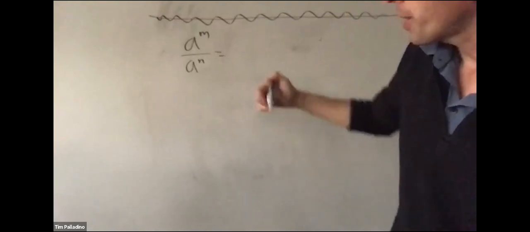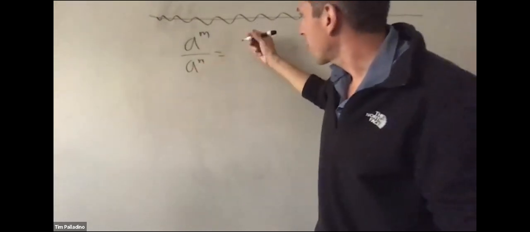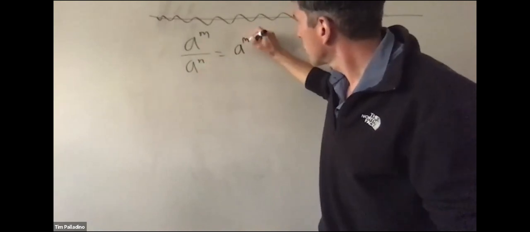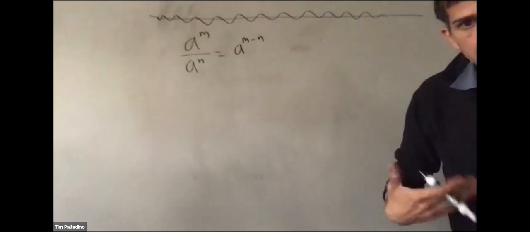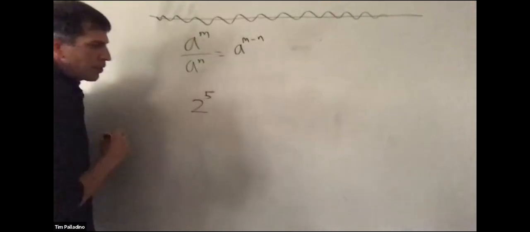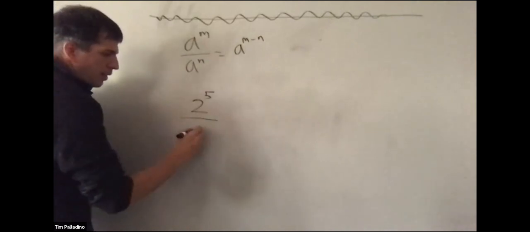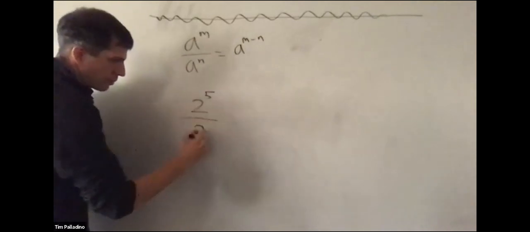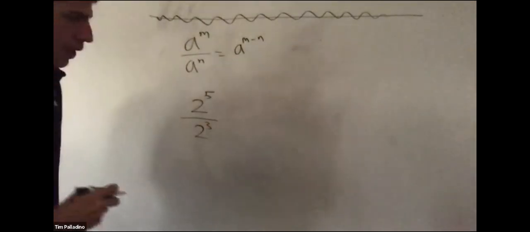Okay, so you see this next rule, all right? And then you'll see a to the m minus that. So let me show you an example of how you would solve a problem like this. I don't know why, but I like the number 2. It's an easy number. So let's say I did 2 to the 5th power, okay? And I'm going to divide that by 2 to the 3rd power, okay?